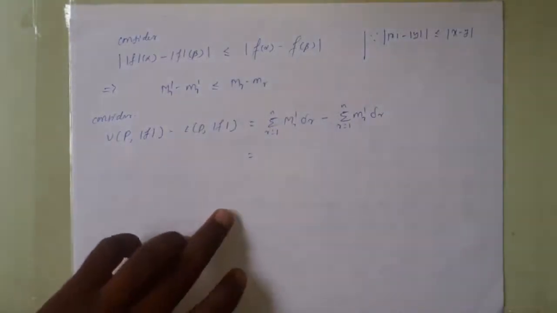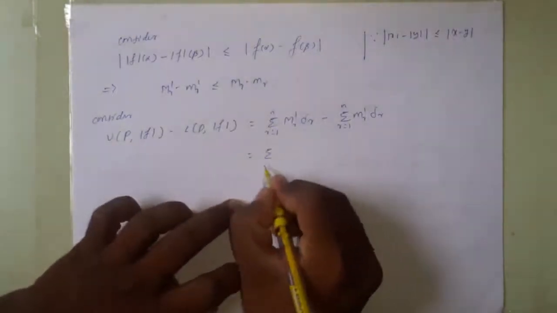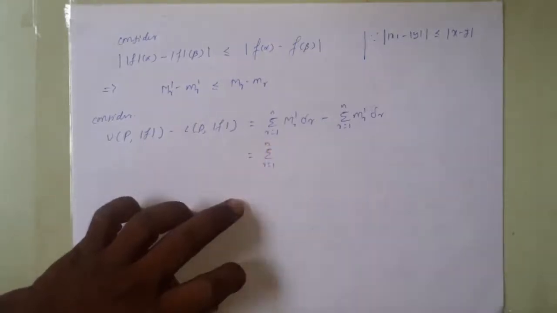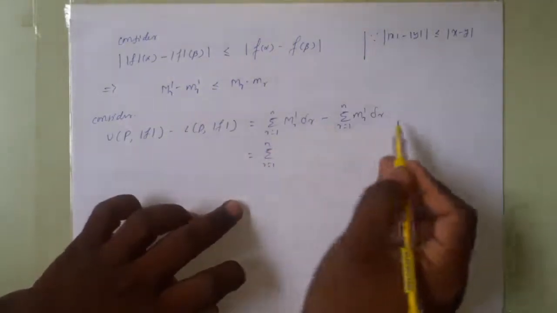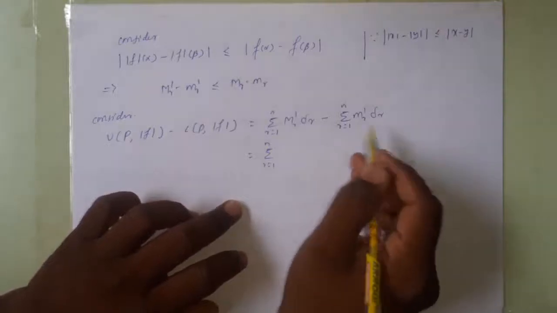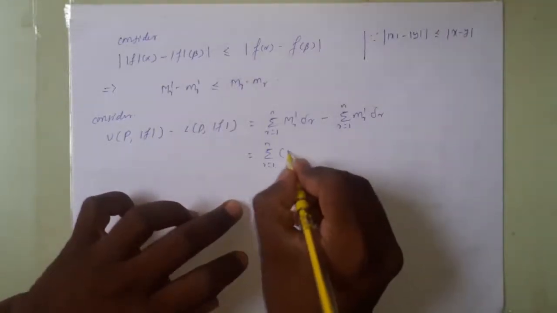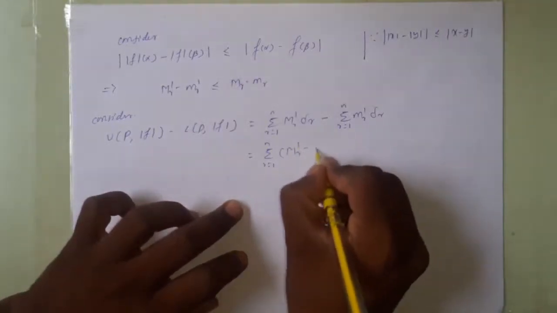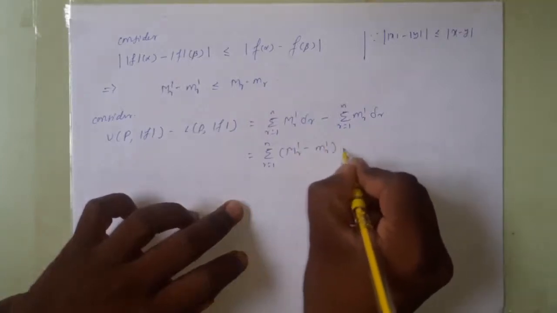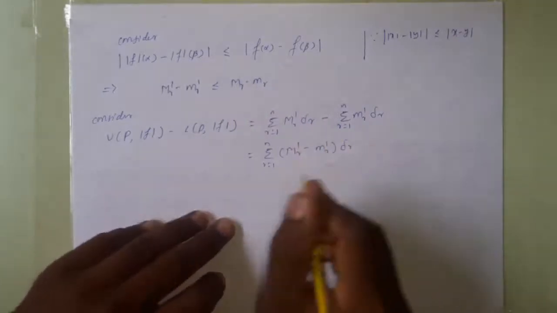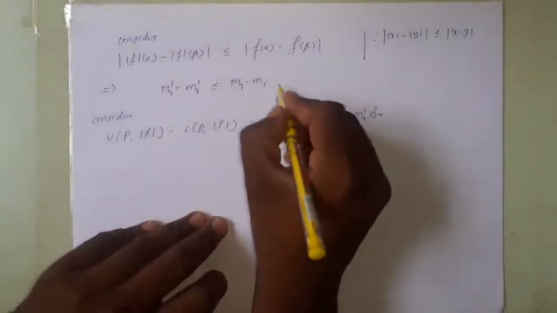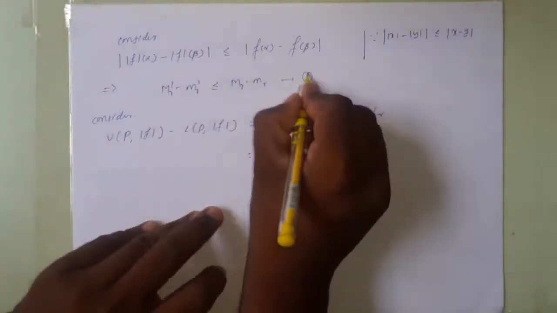So here we can write the summation in common, that is summation over r is equal to 1 to n, and delta r is also common term in both the summations. So therefore we can write this as M_r dash minus small m_r dash into delta r. Then consider this as the first equation.